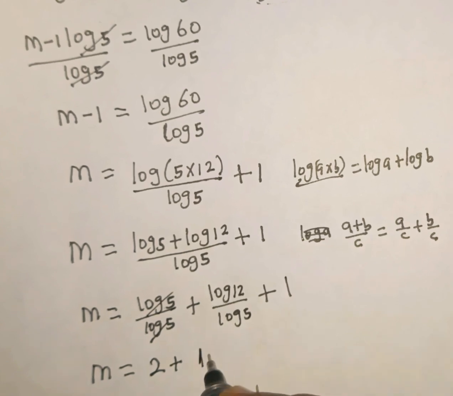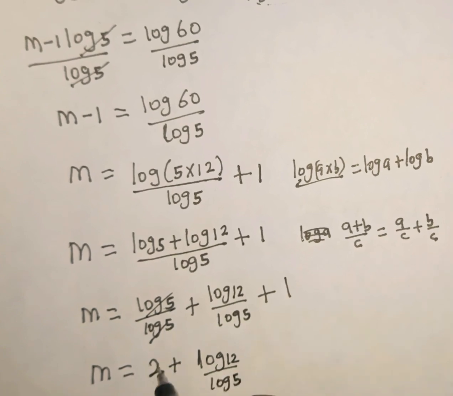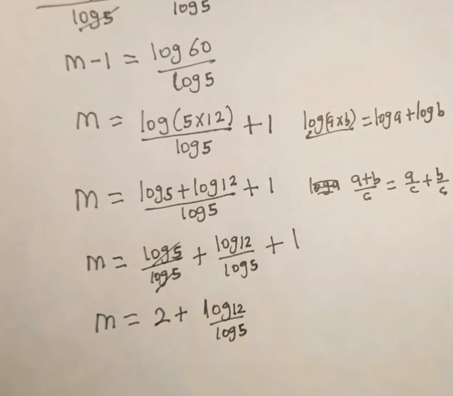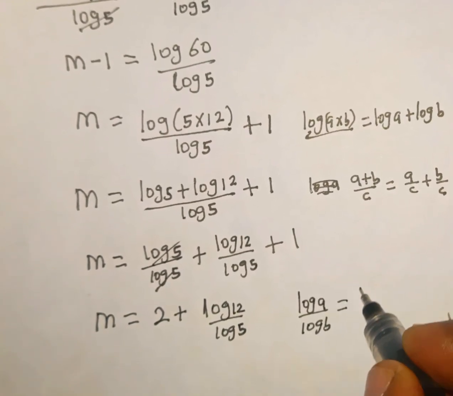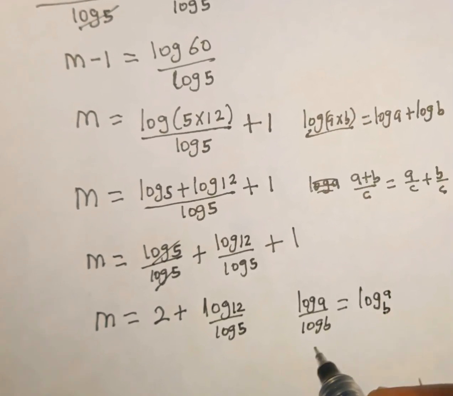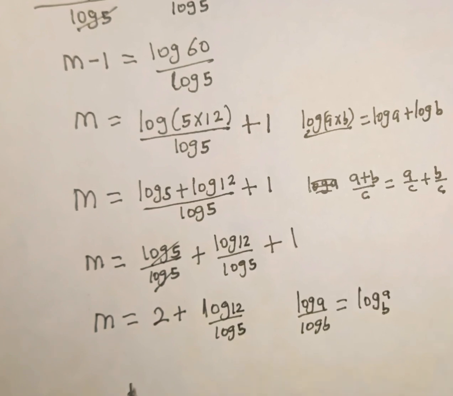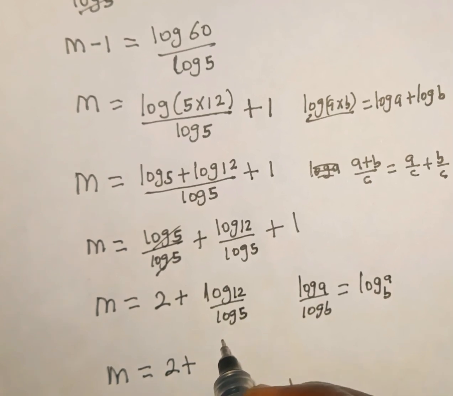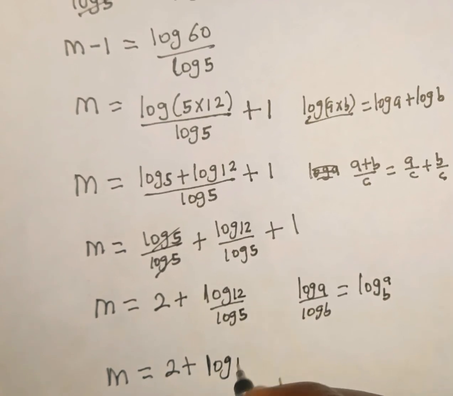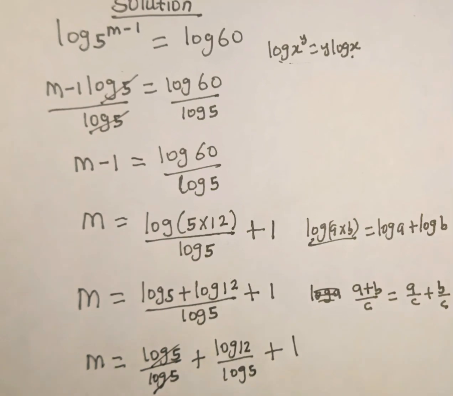Let's write it first, log 12 over log of 5. Remember, we added this 1 to this 1 to give us 2. When we have log 12 over log 5, we are going to recall this property that says when we have log of a over log of b, this is the same as log of a to the base of b. This is a property of logarithm called change of base. So we are going to transform it into this form where a represents 12 and b represents 5. So m will be equal to 2 plus log of 12 to the base of 5. And here is the value of m that satisfies this given exponential equation.